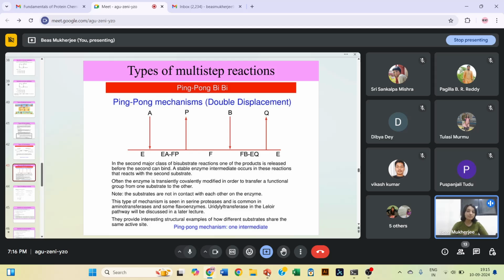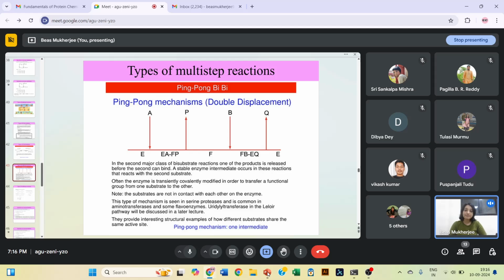Often the enzyme is transiently covalently modified in order to transfer a functional group from one substrate to another. The substrates are not in contact with each other on the enzyme. This is the major difference between the ping pong bi-bi and the sequential ordered reactions. There is no interaction between the substrates, rather the chemical group is transferred from the substrate to the enzyme, forming an intermediate that interacts with the next substrate and forms the product.